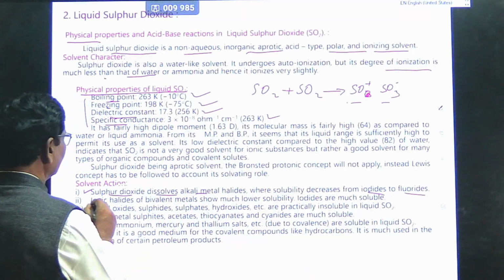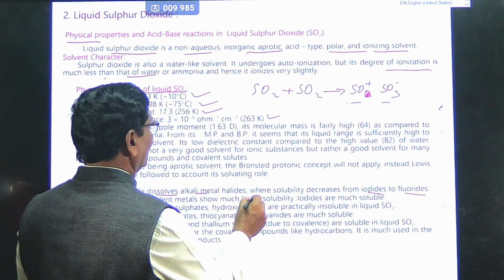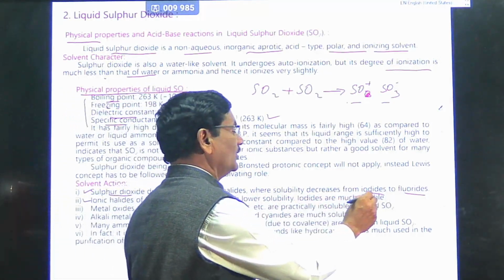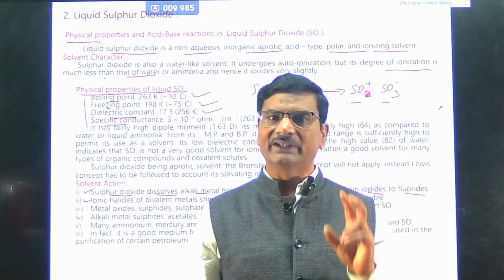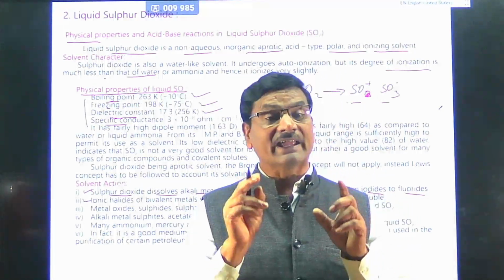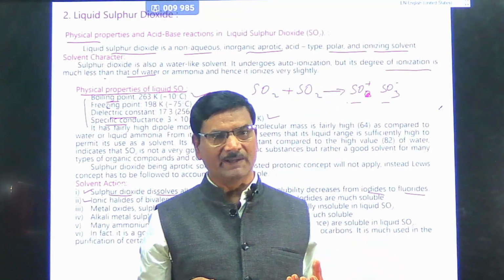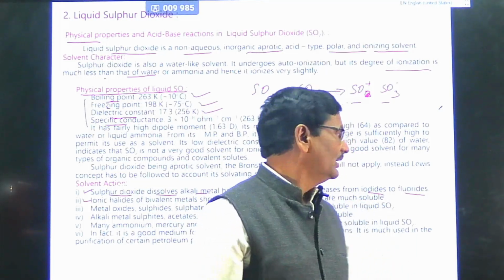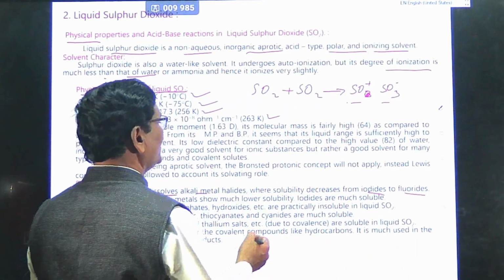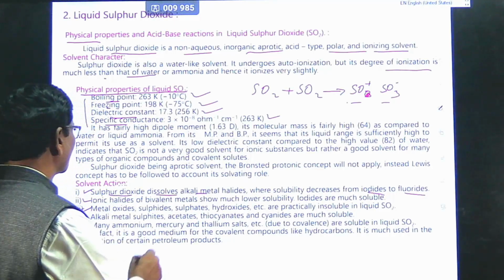Then the next one is the ionic halides. Divalent metal shows lower solubility, iodide being soluble. For example, bivalent means the metals present in the second A group, for example beryllium, calcium, magnesium, strontium. When they react with the halogen, the solubility of the salt formed goes on decreasing.